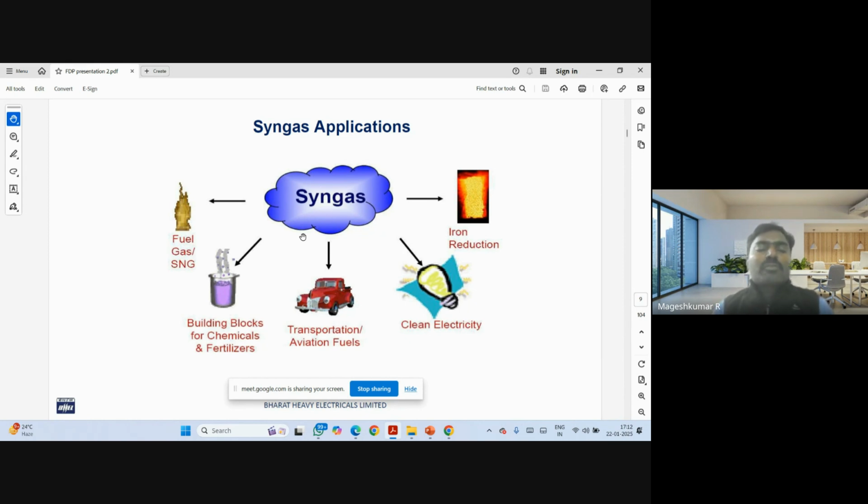Once thermal power plants are no more, the coal can be converted to syngas. Further, it can be used in different products and different industries. Those applications are listed here. It can be used in iron reduction, in preparing iron ore into the raw material required for the iron reduction process. Syngas can be used to produce clean electricity. It finds usage in transportation and aviation fuels, as well as building blocks of chemicals and fertilizers, the medicine industry, as well as fuel gas and SNG.